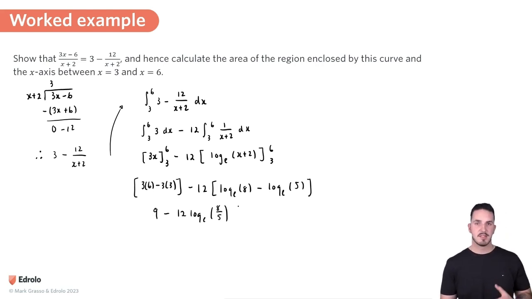The reason why we can write that as log e of 8 on 5 is because you have the same base. Subtracting logs is the same as dividing what's inside. So 8 on 5 can't be simplified any further. So we could leave that as 9 minus 12 log e of 8 on 5 units squared.